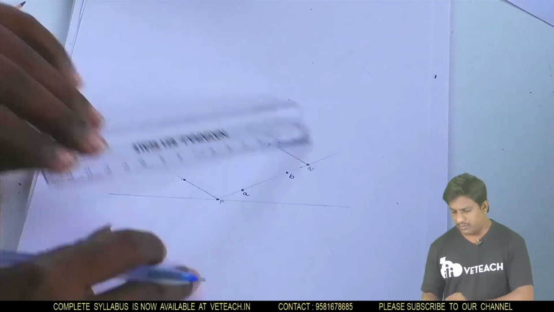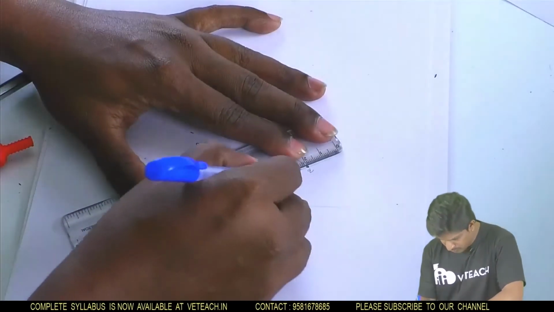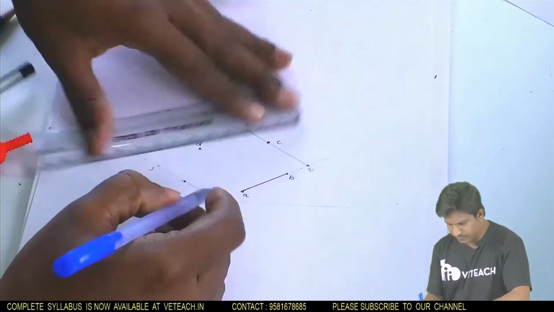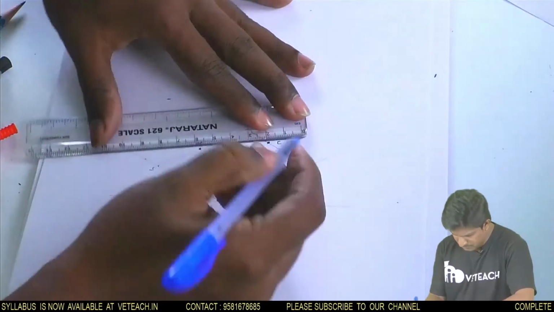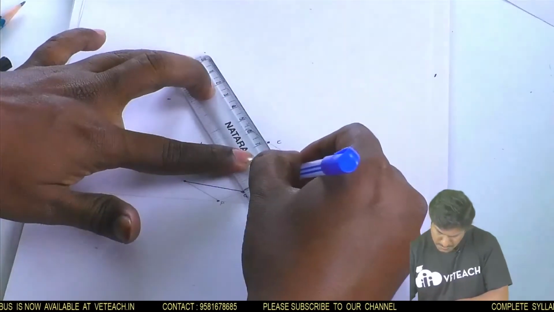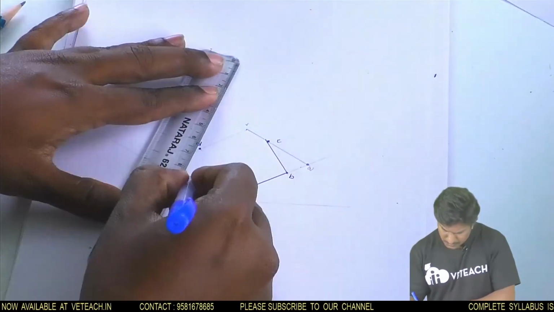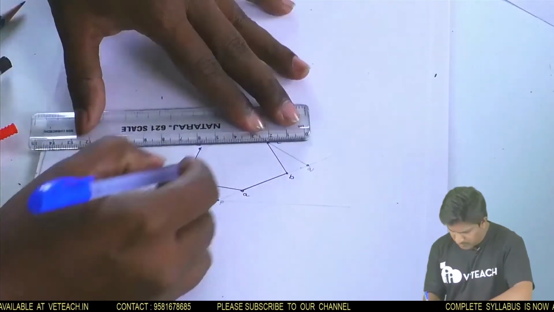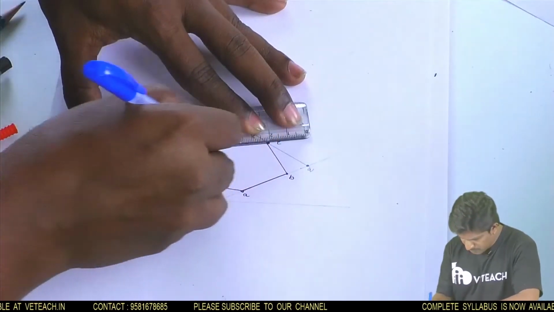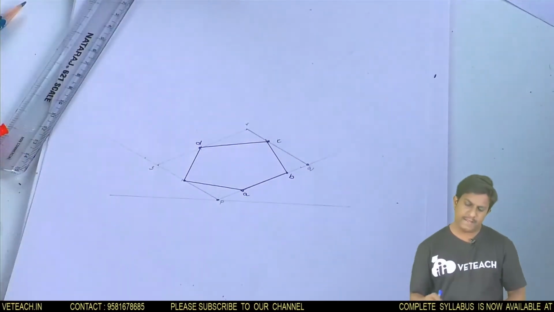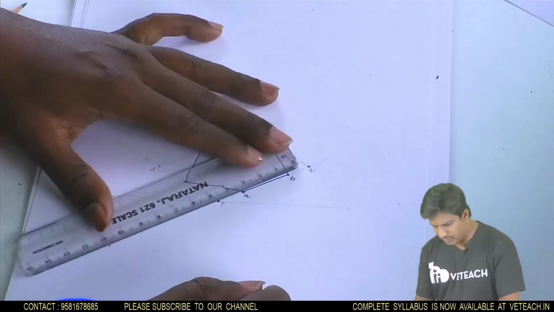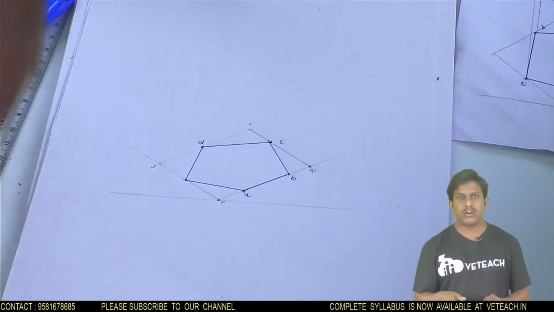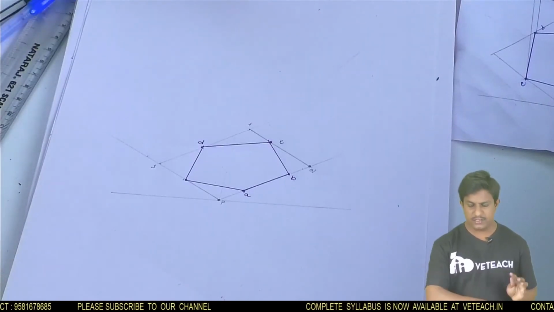Join all these points A, B. This is the position of a pentagon. Now draw straight lines for each and every point.